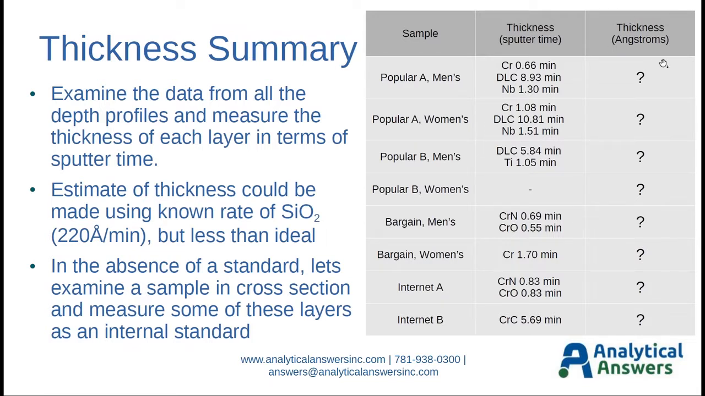But what we'd really like to have is a real thickness on these, because that'll give you better quality data in terms of what you're trying to understand about the coating process or the competitor's coating process. So you could estimate thicknesses using the known rate of SiO2, which again is what we calibrate on, but that's less than ideal because all these materials are likely to have very different sputter rates than SiO2. But at least it would give you kind of a ballpark. You would know that you might be dealing with tens of nanometers of material instead of microns of material.